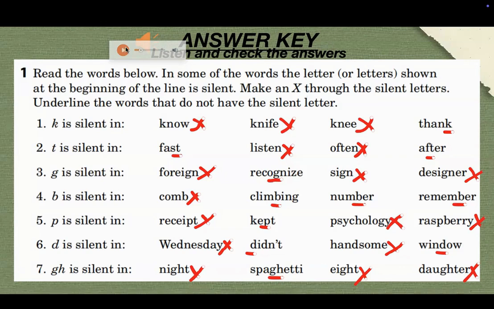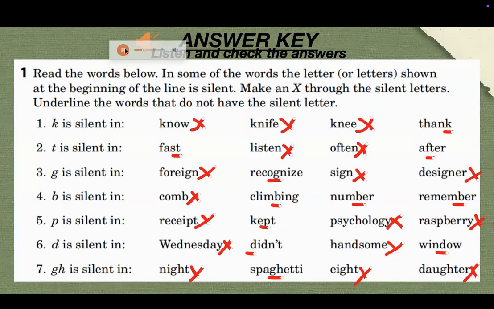1. No, knife, knee, thank. Okay, so in line 1 the k is silent in the words no, knife, knee, right? However, in the last word, thank, it is not silent. And number 2. Fast, listen, often, after. Okay, so we can see that t is silent in the words listen and often. However, it is not silent in the words fast and after.